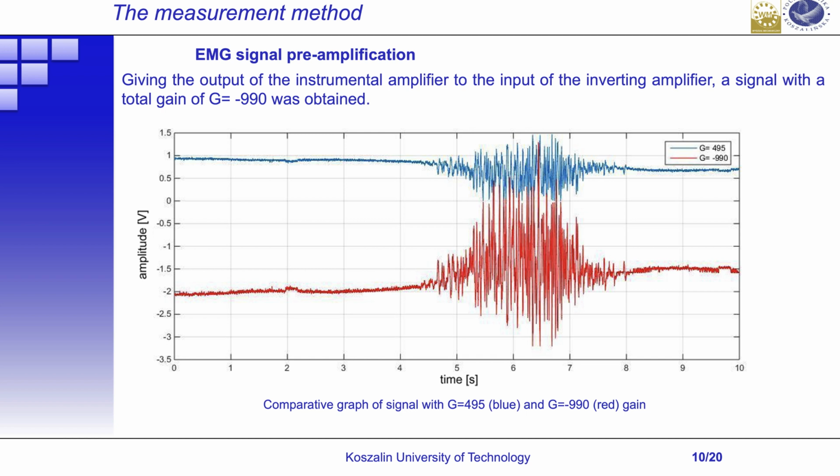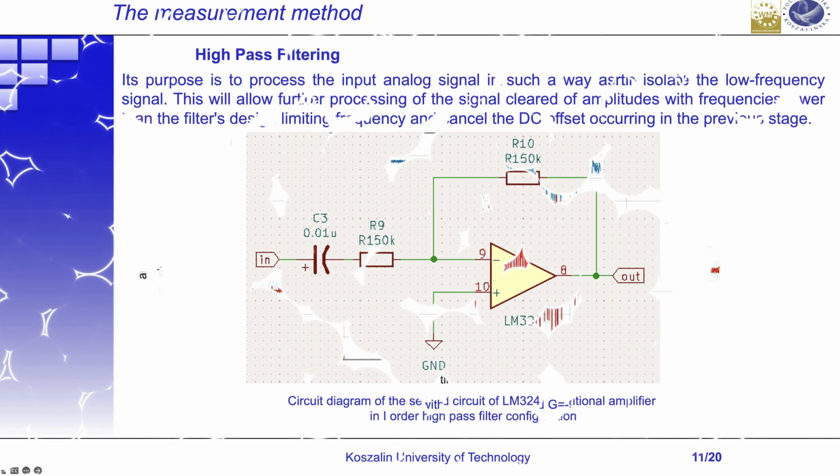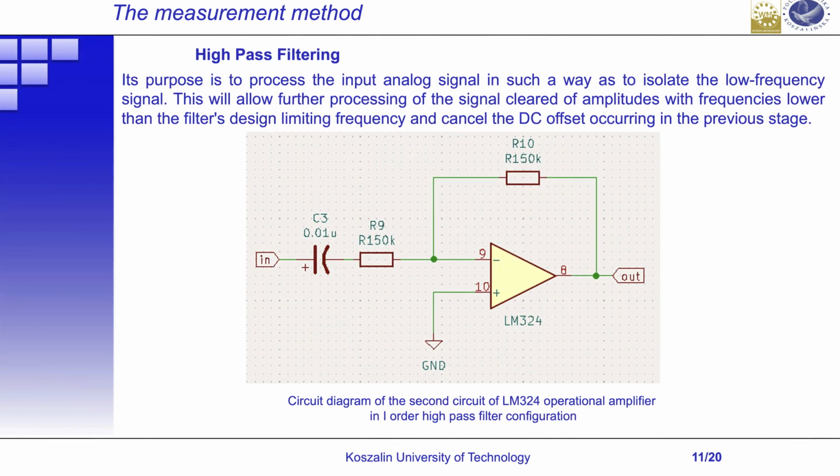A signal with a total gain of G equals minus 990 was obtained. The next step is high-pass filtering.